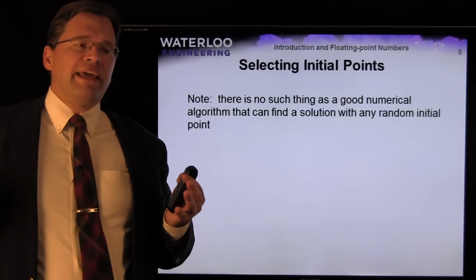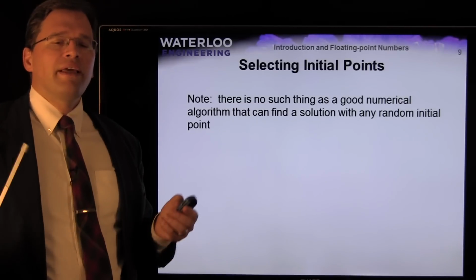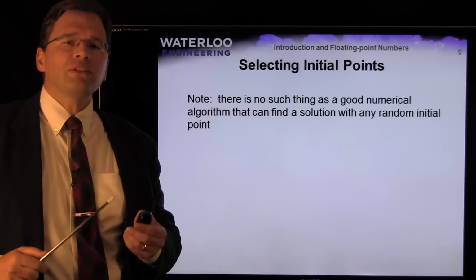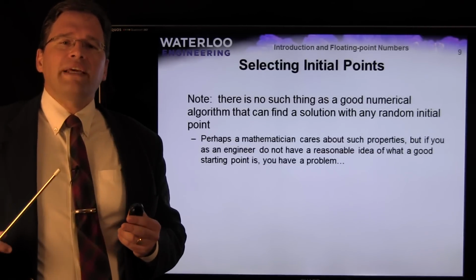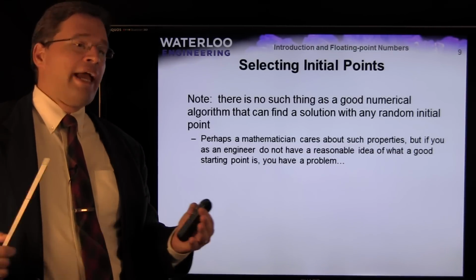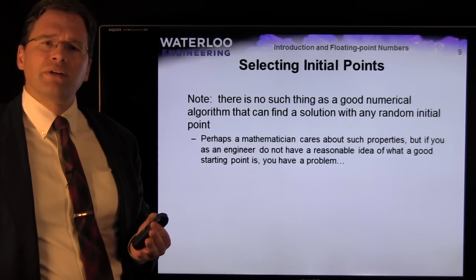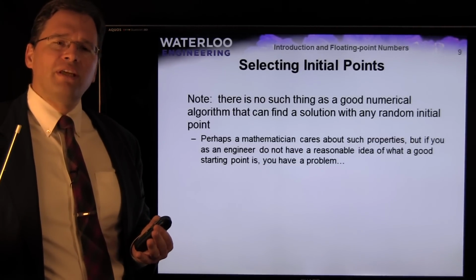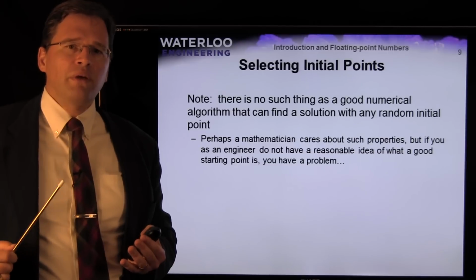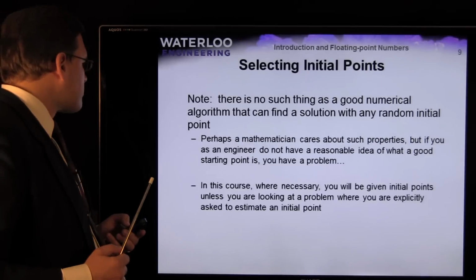No algorithm can take an arbitrary random point and converge on a solution, except for maybe the most trivial of problems. Consequently, you as an engineer have to have a really good idea as to what your answer should be anyway. If you don't know what the answer should be as an engineer, then perhaps the problem is not with what you're trying to solve, but the problem is with you. You should know approximately what you're trying to find.